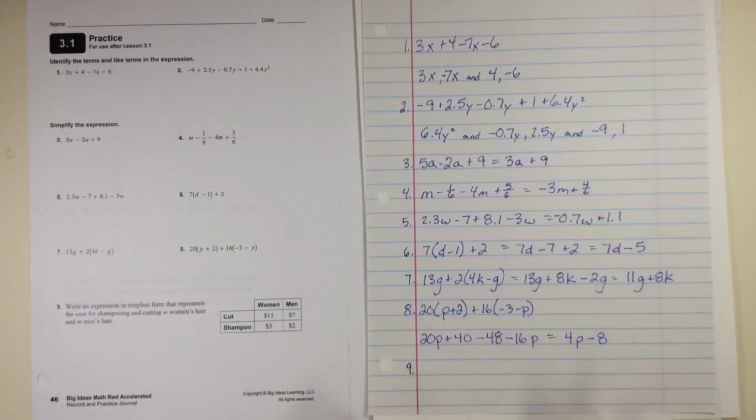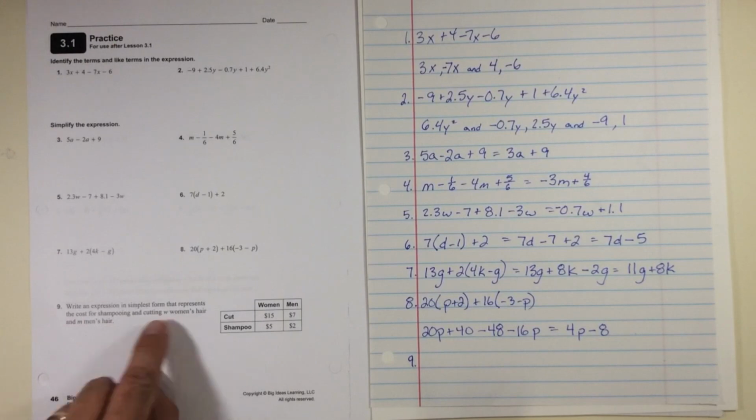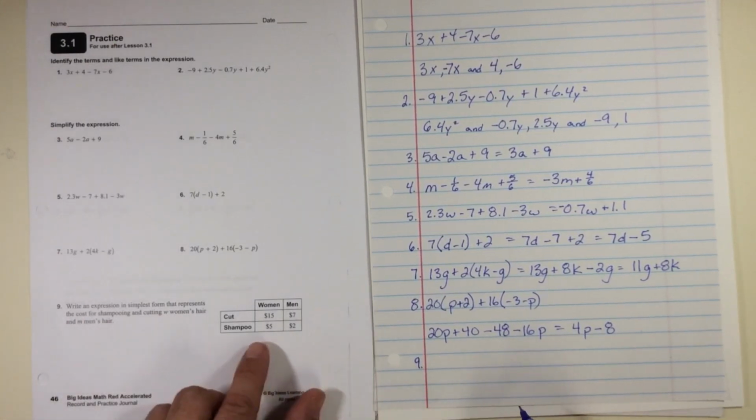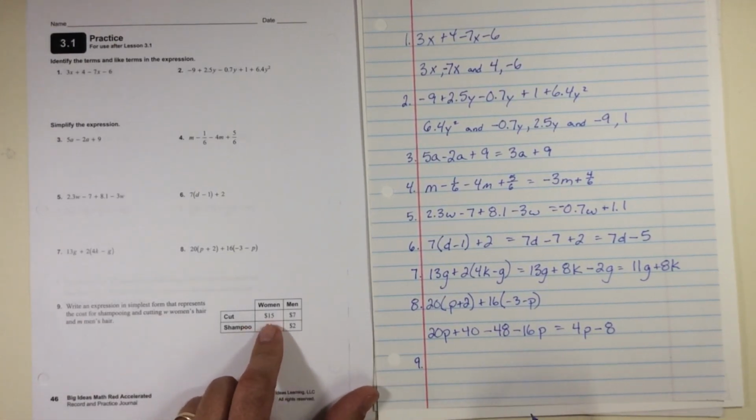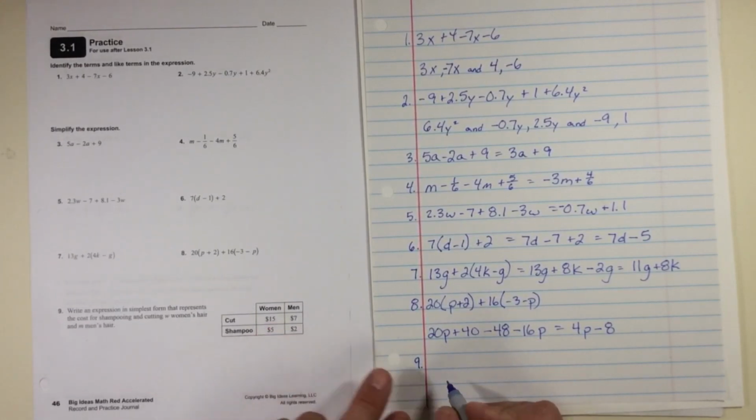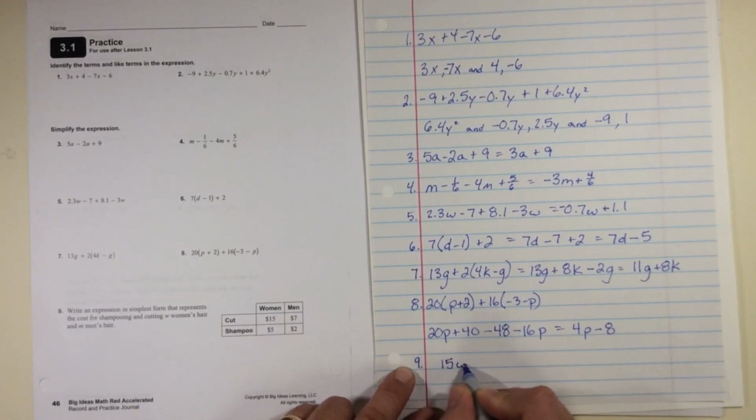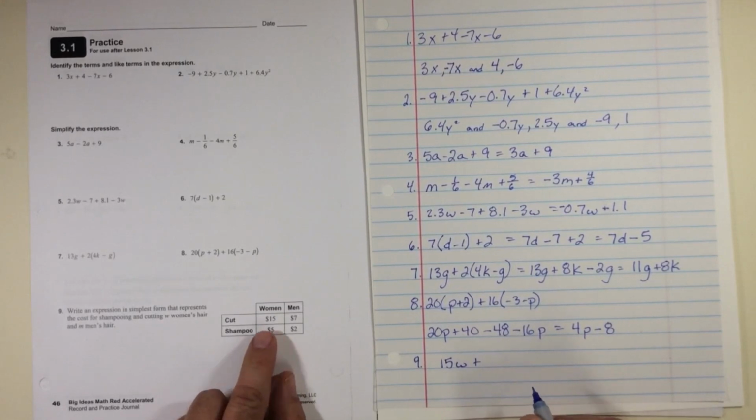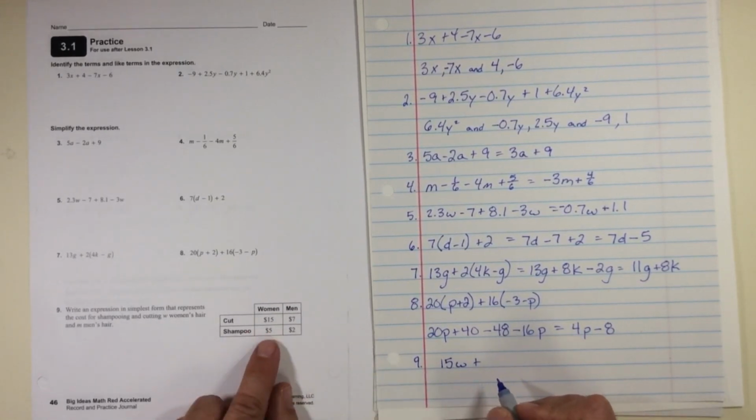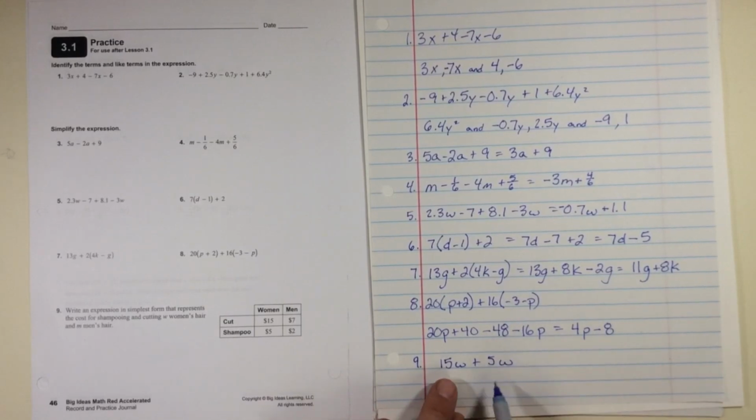Finally, number 9, write an expression in simplest form that represents the cost for shampooing and cutting W, women's hair, and M, men's hair. So if women came in and W came in, I don't know how many that is. It could be 3, it could be 10, it could be 0. But it's $15 per cut, so 15 times W for the haircuts plus 15 times 5 times W for the shampoos. That's for the women.